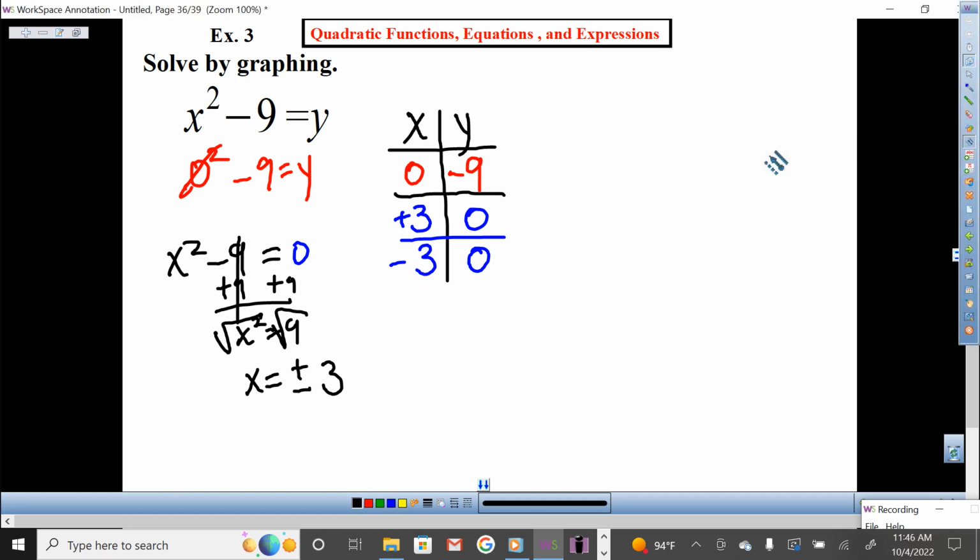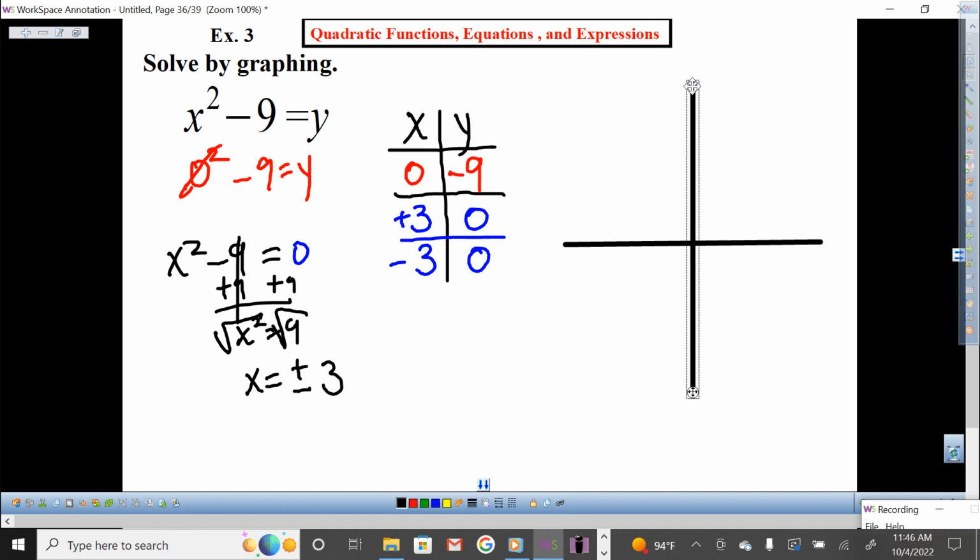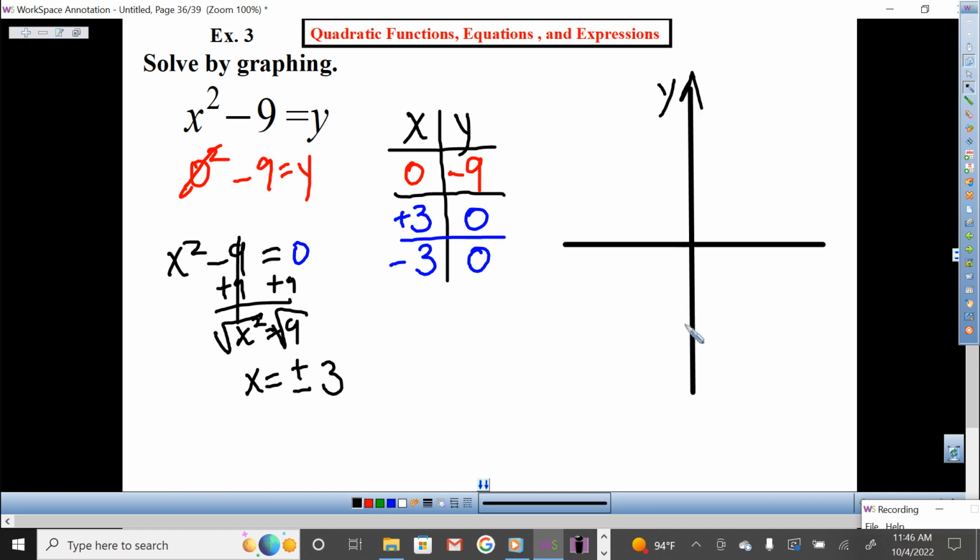So let's make a coordinate plane. Is that a little crooked? Yeah, I think so. A little bit better? All right. This is our y-axis. This is our x-axis. So let's graph our red point: 0 of x, negative 9 of y. 0 of x, and then negative 9 is 1, 2, 3, 4, 5, 6, 7, 8, 9. And I'm going to plot my point right there.